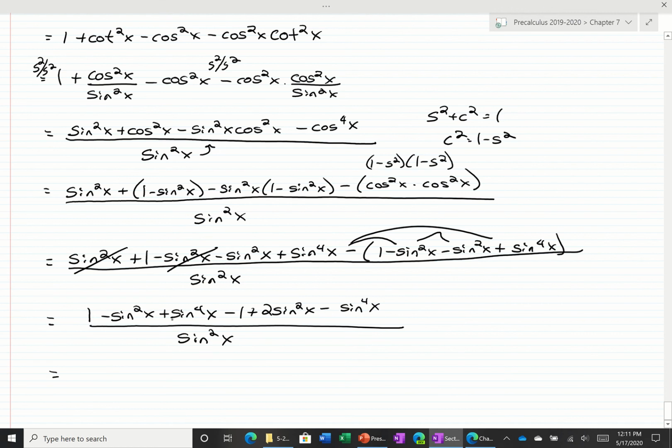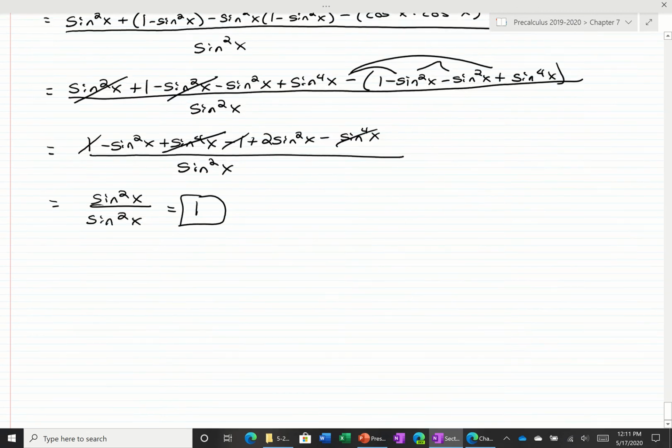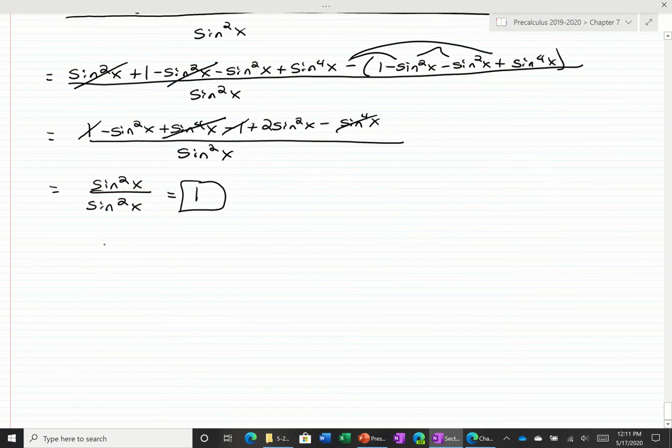So these would cancel, these cancel. 2 sine squared minus 1 sine squared is just sine squared over sine squared, which is 1. All right, a little bit easier way. Let me show you.